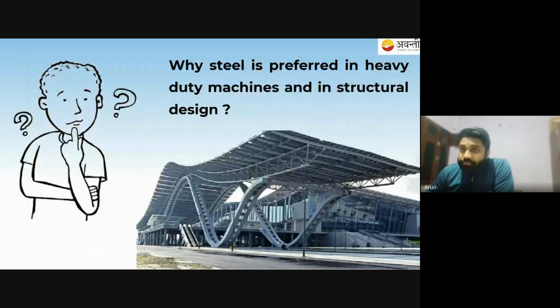Now, why is steel preferred in heavy duty machines and structural design? This is the question for you. In each and every scenario, you will see steel is used, and also for the suspension of any vehicle, we use steel. Now you may think that rubber can be stretched more, so rubber would be more elastic. No, you have to understand elasticity.